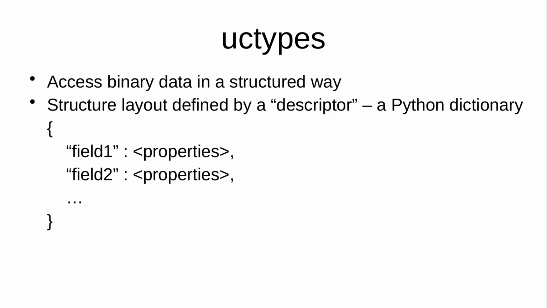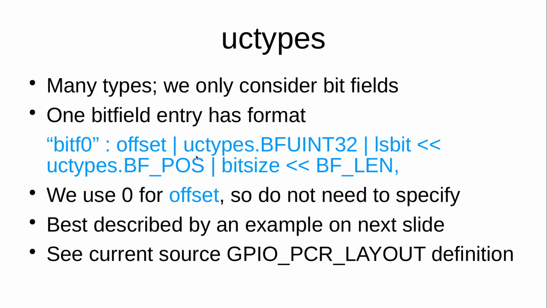uctypes was analogous to a C structure that you can lay on top of a memory area. We're only going to be laying on top of words. I'm going to be looking at binary stuff. What one of these descriptors looks like is it's made up of a Python dictionary. So there'll be a name field that's the key, and then the value is properties. The best thing to do is look at an example, which we'll do here in a sec, but here are what the properties are.